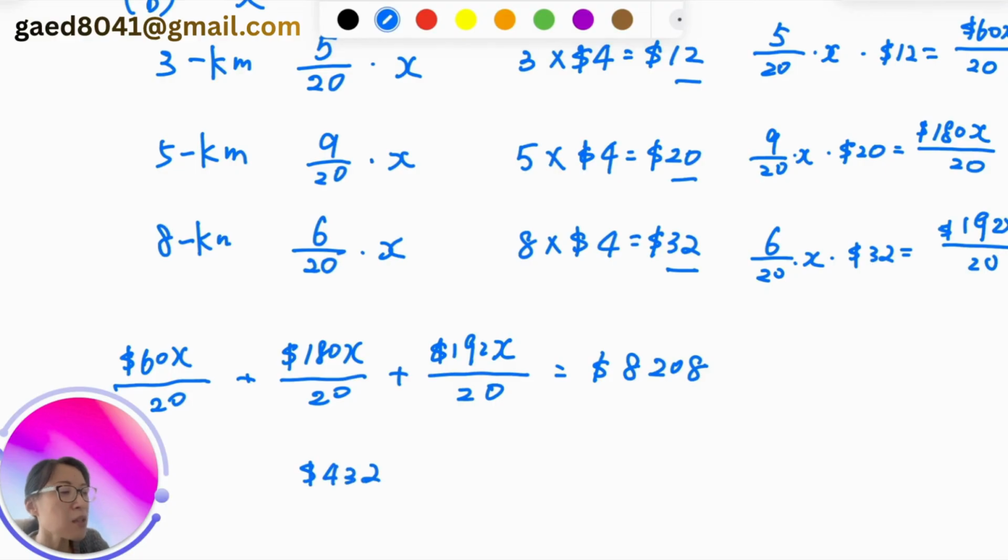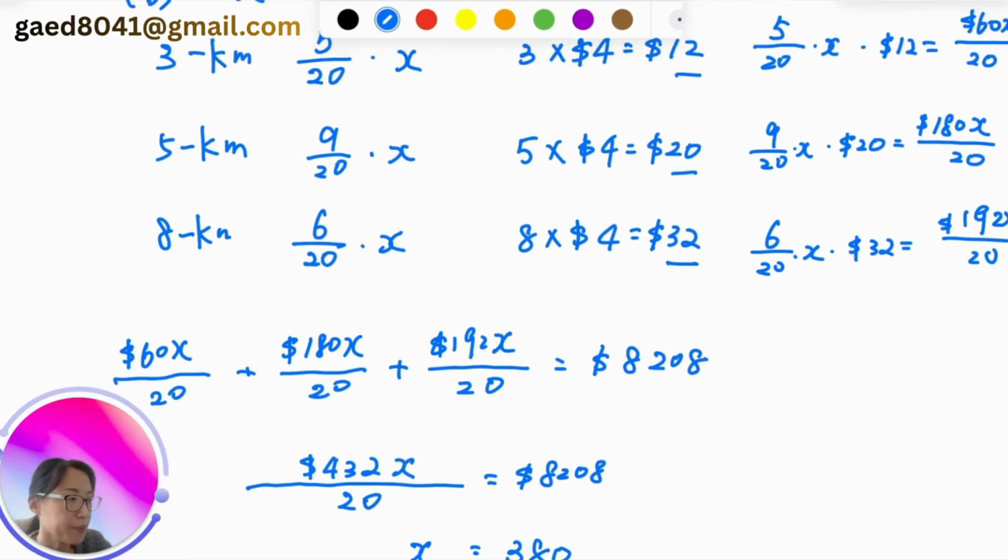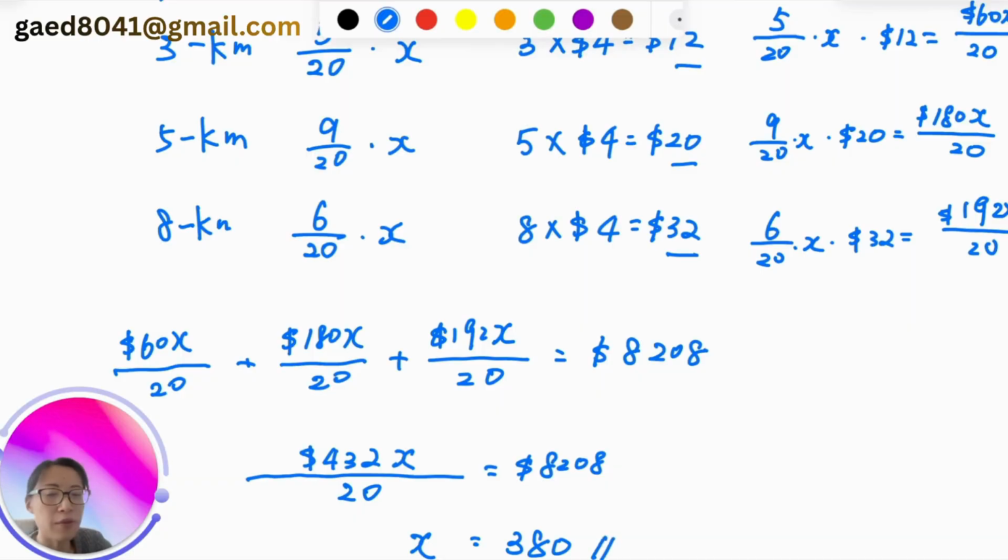Now let's add the numerators. Now let's find the value of x. x equals 380. So there are 380 people who joined this activity. That's the solution for part B.